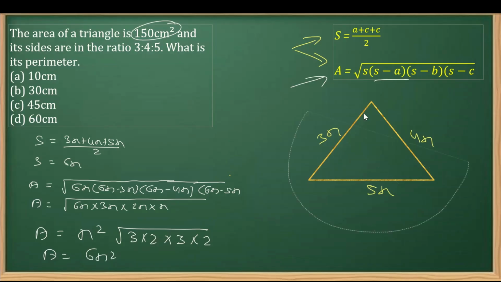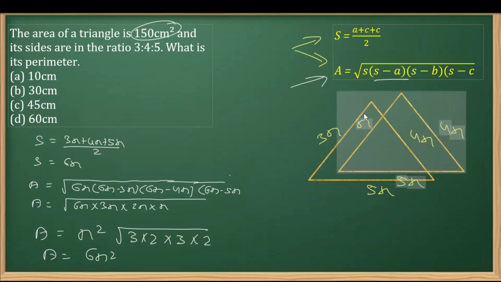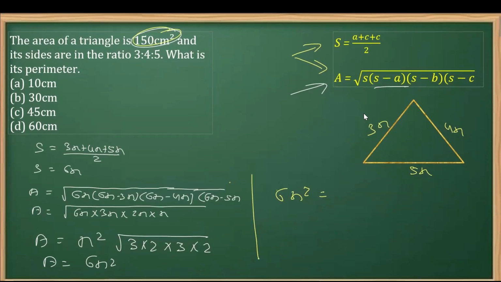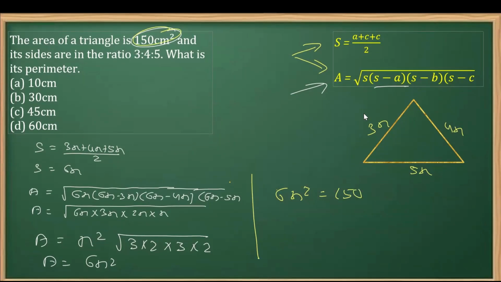Now, once we have the area, we know the area of the triangle mentioned is 150. So from here, I can say that the area, which we got as 6x squared, can be equated with 150. So if I equate this with 150, this is divisible by 6, 25 times. So x squared is 25. x being a positive number has to be 5 only.